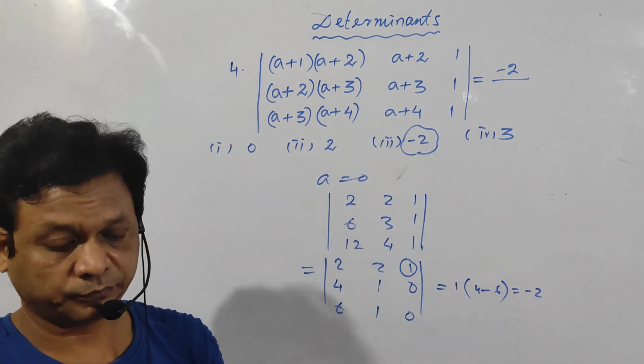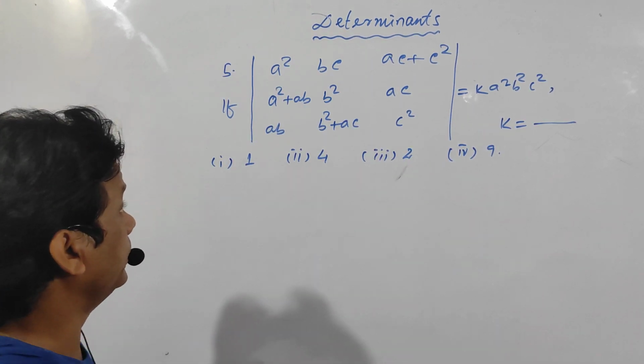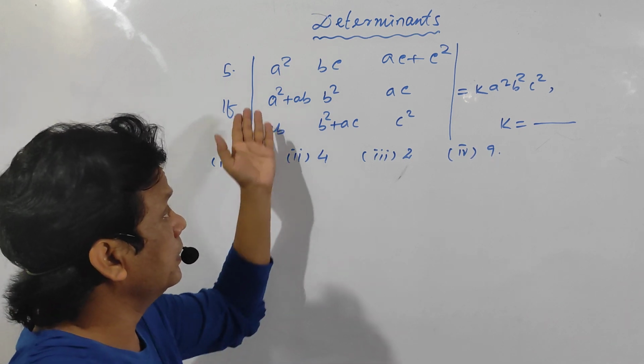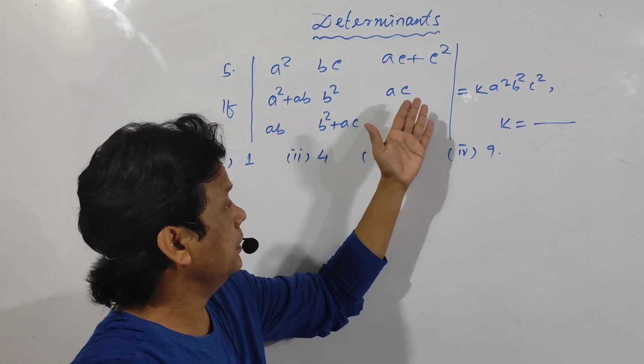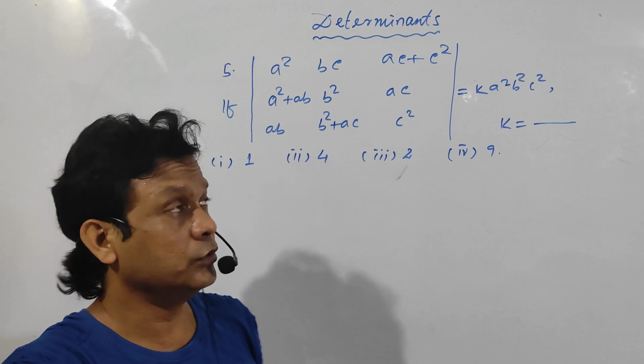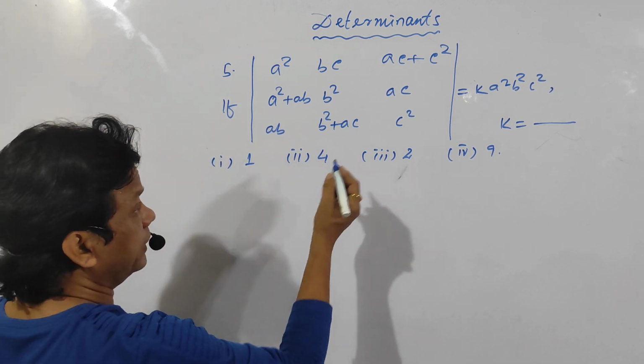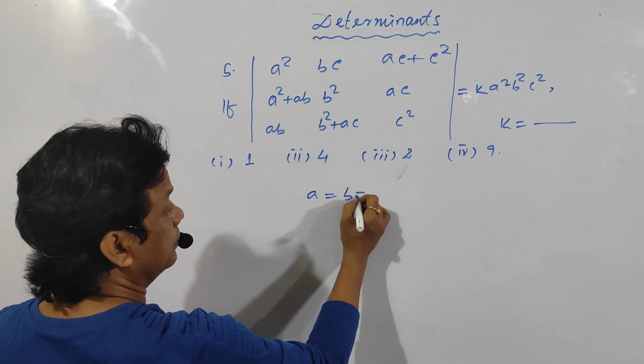Clear? See the fifth one. Same trick, there is no restriction upon A, B, C, and in the option also there is no A, B, C. So you can take A is equal to B is equal to C. I am taking A is equal to B is equal to C is equal to 1.